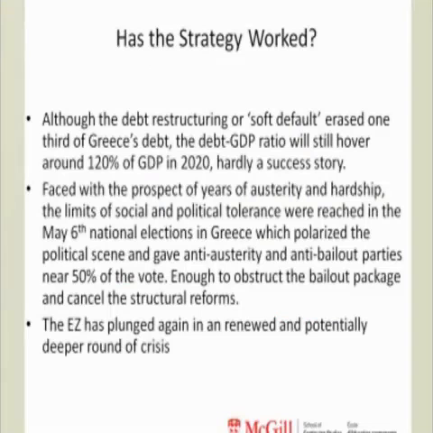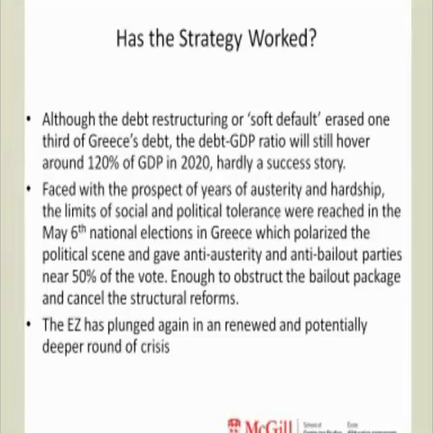although the debt restructuring or soft default erased about a third of Greece's debt, even after all this adjustment and bailout plan is implemented, it is still expected by the IMF to be at 120% of GDP. The debt to GDP ratio will still be 120% by 2020, which is still an unsustainable level.